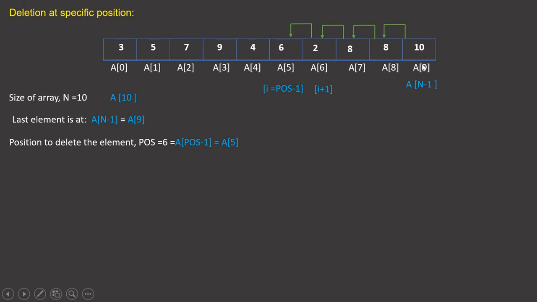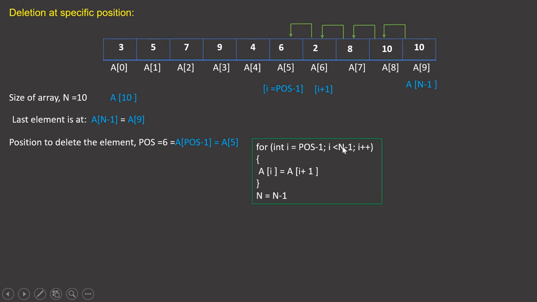not to perform the operation after a8. We perform the operation on a8, but need not perform it on this, because now this is the garbage value, the actual values are here, right? So we need to write the code. So I will be having the value pos minus 1, and the condition will be n minus 1.